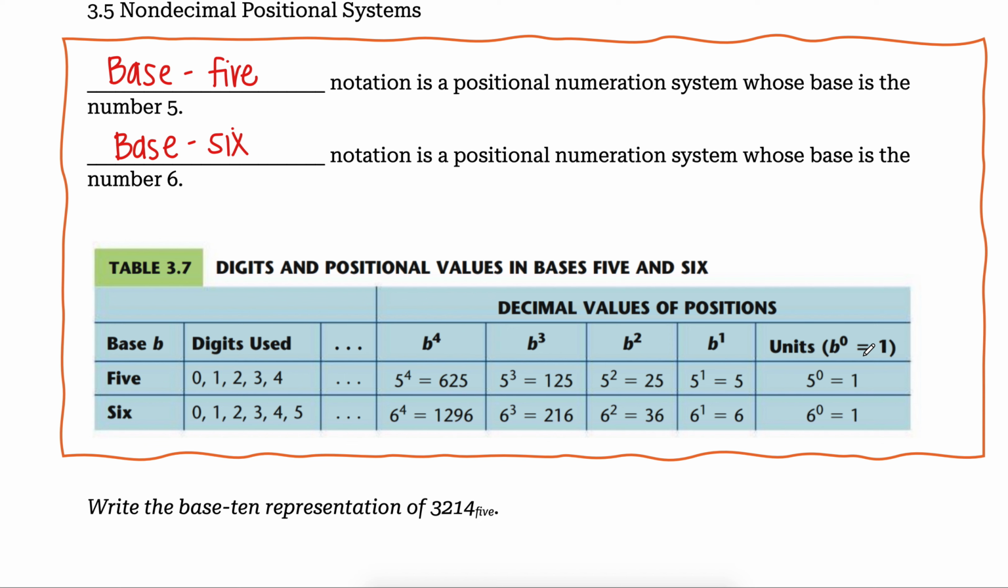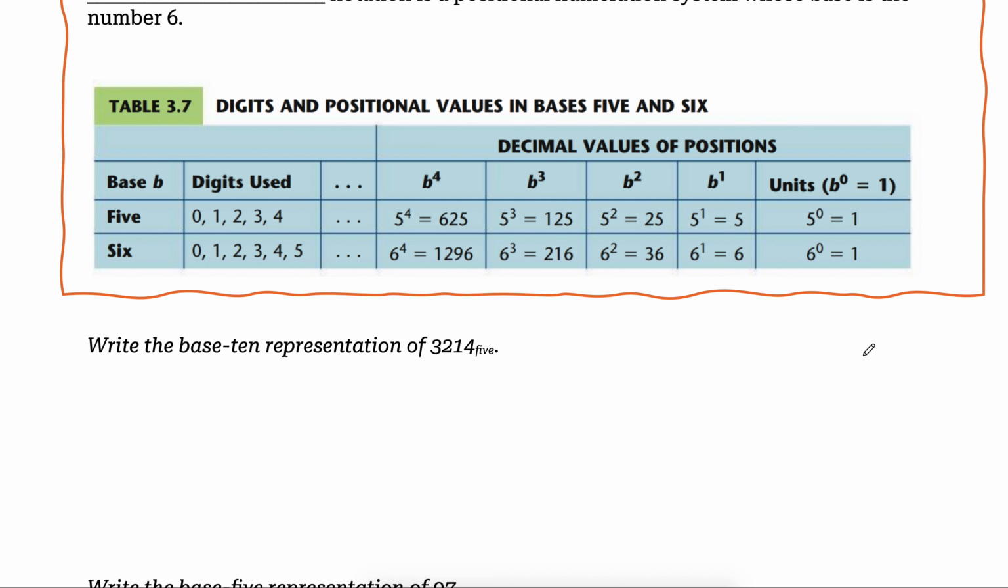So I'm going to go through a couple of examples here. The first one, we have a base 5 representation of a number, and I'm going to write it in our more familiar base 10 system. So we want to pay attention to our place values. We have the ones place, which has a 4 in it, the 5's place, which has a 1, the 25's place, which has a 2, and then the 125's place, which has a 3. So we do not read this as 3,214.